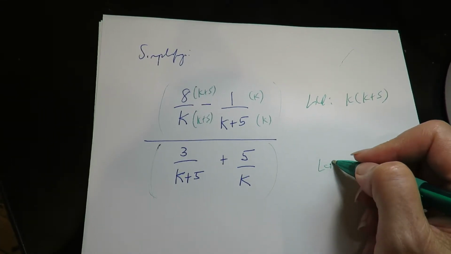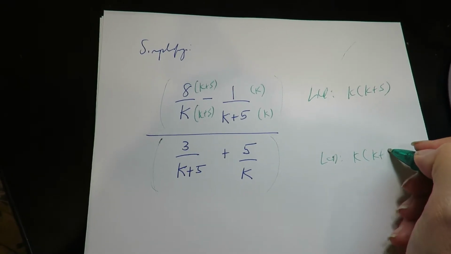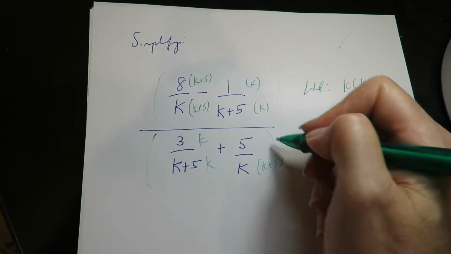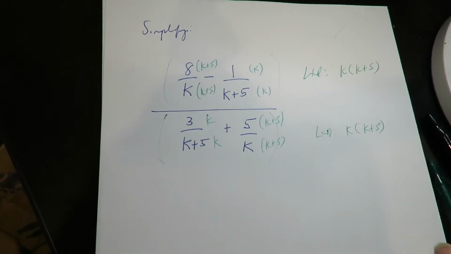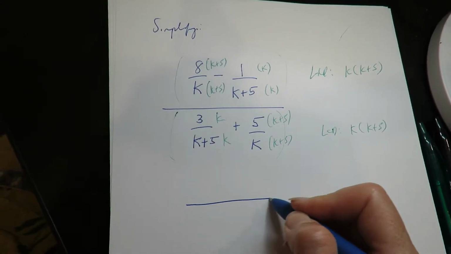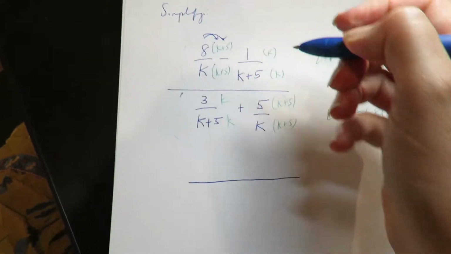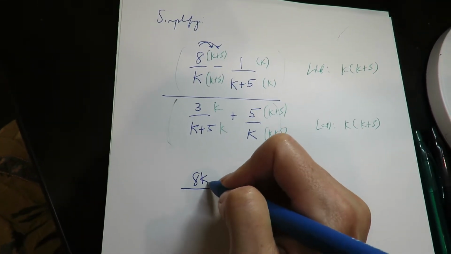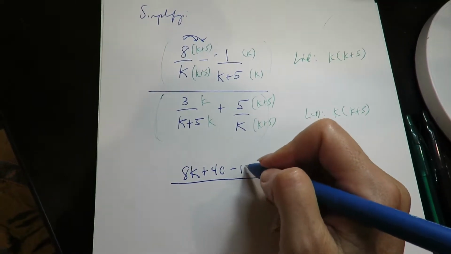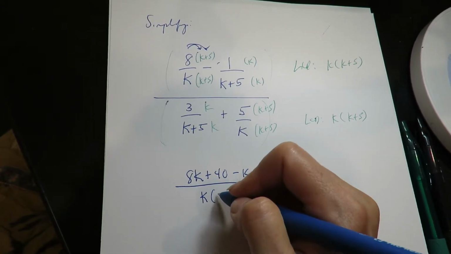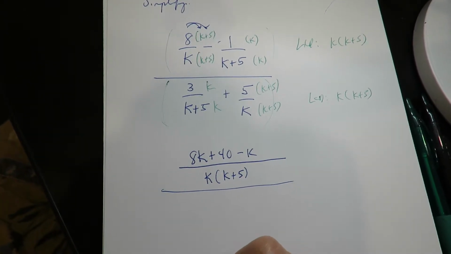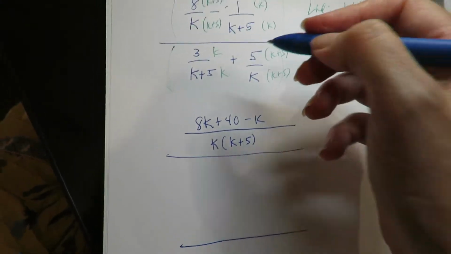Alright, it looks like the LCD is the same on both sides. That doesn't always happen. Okay, so let's see what we're getting in the numerator fraction. I'm going to distribute the 8. So 8k plus 40 and a minus k over k plus 5. Let's just hang out in the numerator of this so I can finish it all the way.